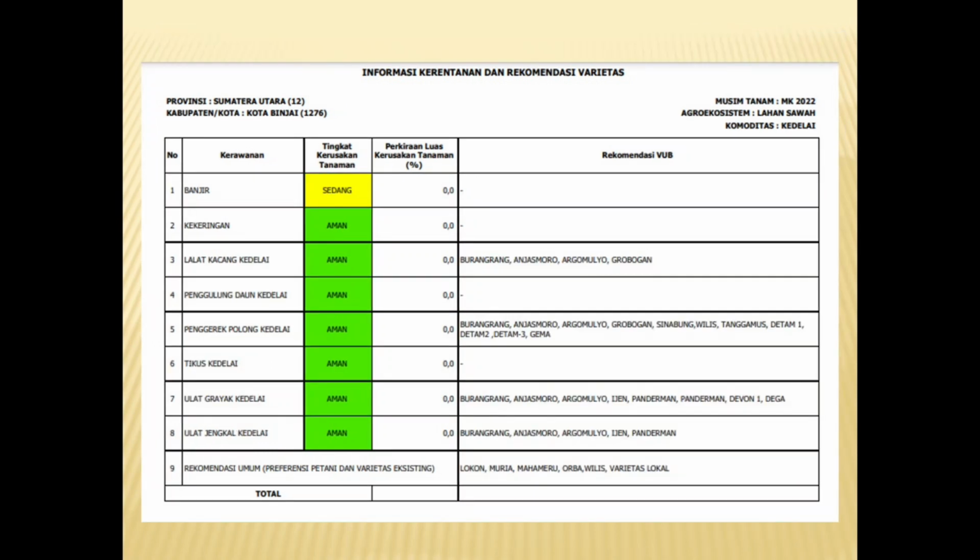And then this is an estimate of the growing season for 2022. So flood would be safe, drought would be relatively safe. If this is for soybeans, the recommended varieties are Burangrang, Anjasmoro, Agromulyo, Ijen, and so on.